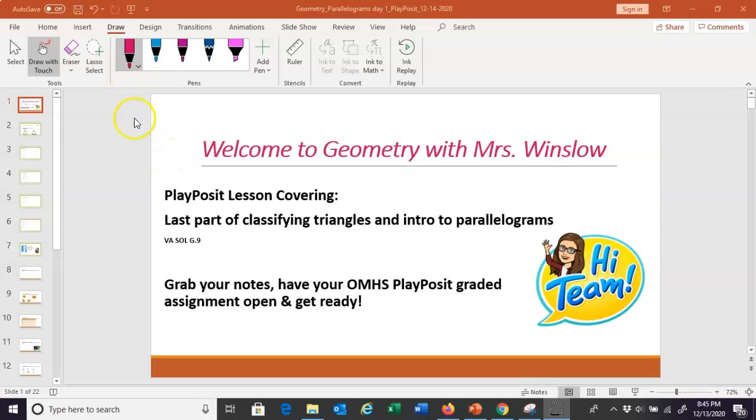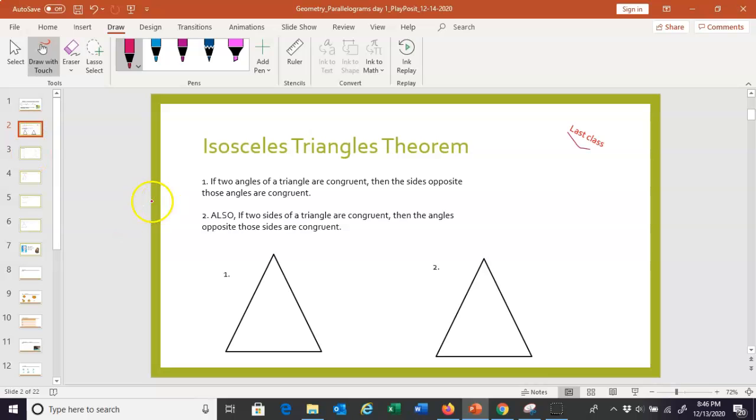This week we are going to be covering the very last part of classifying triangles, finishing the notes up from last class, and then getting our introduction into parallelograms. So go ahead and grab your notes, have your OMHS Play Pause It graded assignment open, and we'll get started.